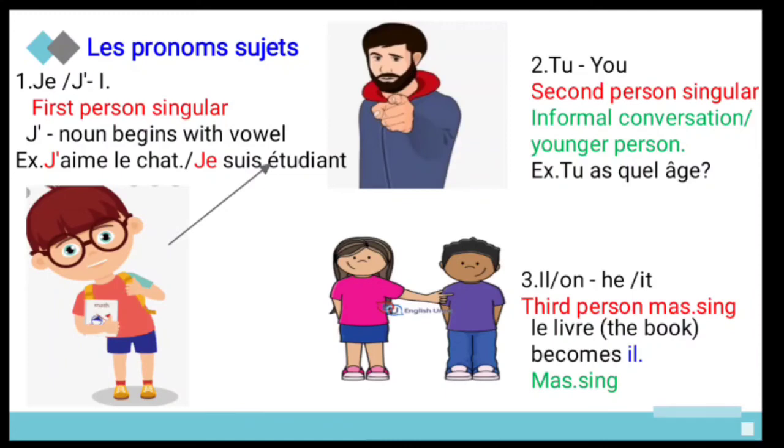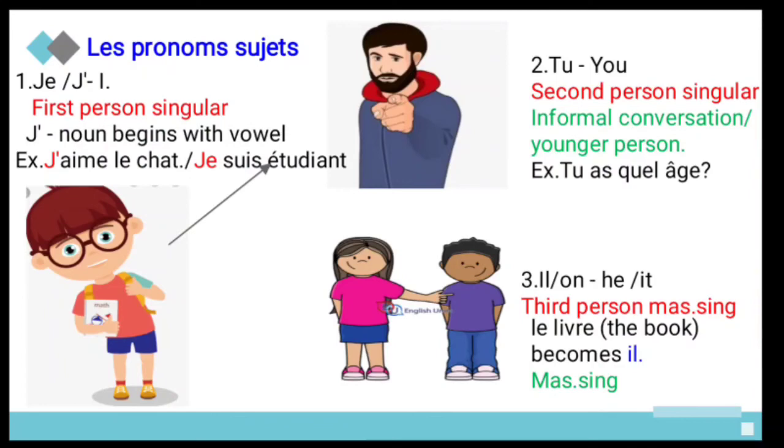Pronom sujet is a personal pronoun. Je or j', it means what? I only. It's the first person singular. When it is used as j', if the word begins with a vowel, you have to put what? J'. So if the word begins with a vowel. See, j'aime le chocolat, I like the chocolate. Aime, it's a verb. It starts with what? A vowel. So I put an apostrophe. And je suis étudiant, it's I am a student.